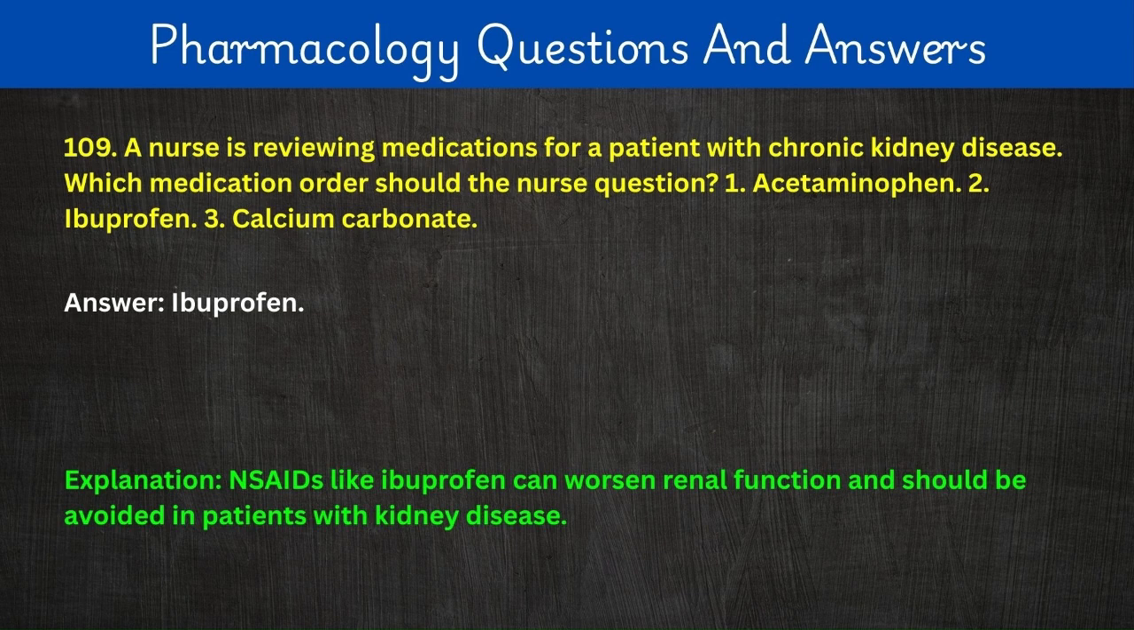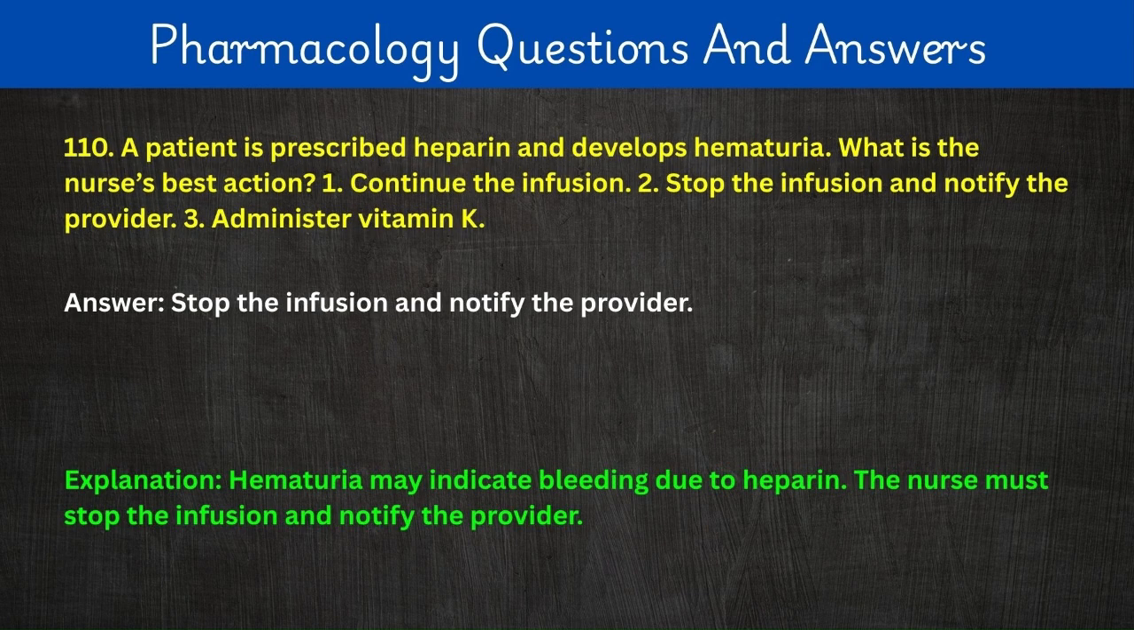109. A nurse is reviewing medications for a patient with chronic kidney disease. Which medication order should the nurse question? 1. Acetaminophen. 2. Ibuprofen. 3. Calcium carbonate. Answer: ibuprofen. Explanation: NSAIDs like ibuprofen can worsen renal function and should be avoided in patients with kidney disease.